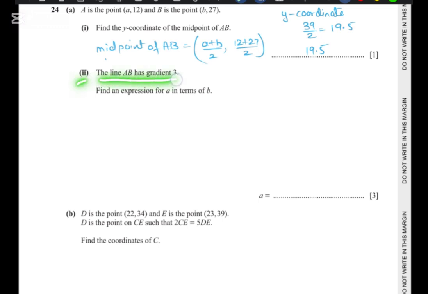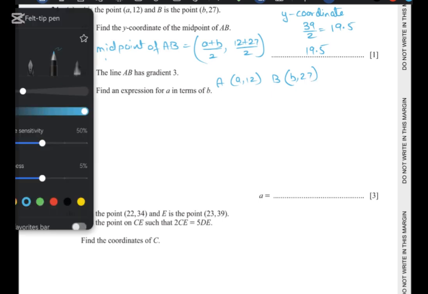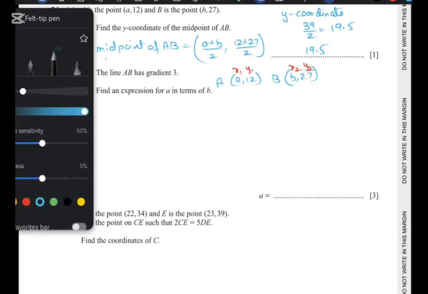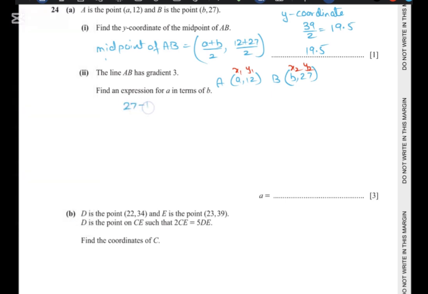The line AB has a gradient 3. Find an expression for a in terms of b. So now we know the coordinates of A and B. A is (a, 12) and B is (b, 27). When you know the coordinates, you can name them as x1, y1, x2, y2. For finding the gradient of any two given points, you do y2 minus y1, that is 27 minus 12, by b minus a. And we are given the value of the gradient, so that is 3.